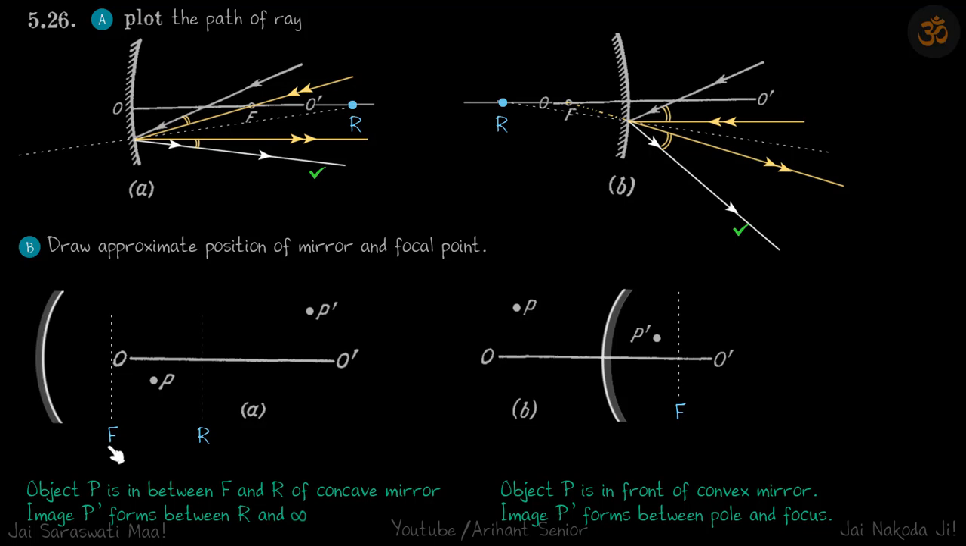So the object must be between the focus and the center, and the image will be from the center to infinity at some point. So let's read: object P is in between focus and R of the concave mirror, and image P dash forms between R and infinity.